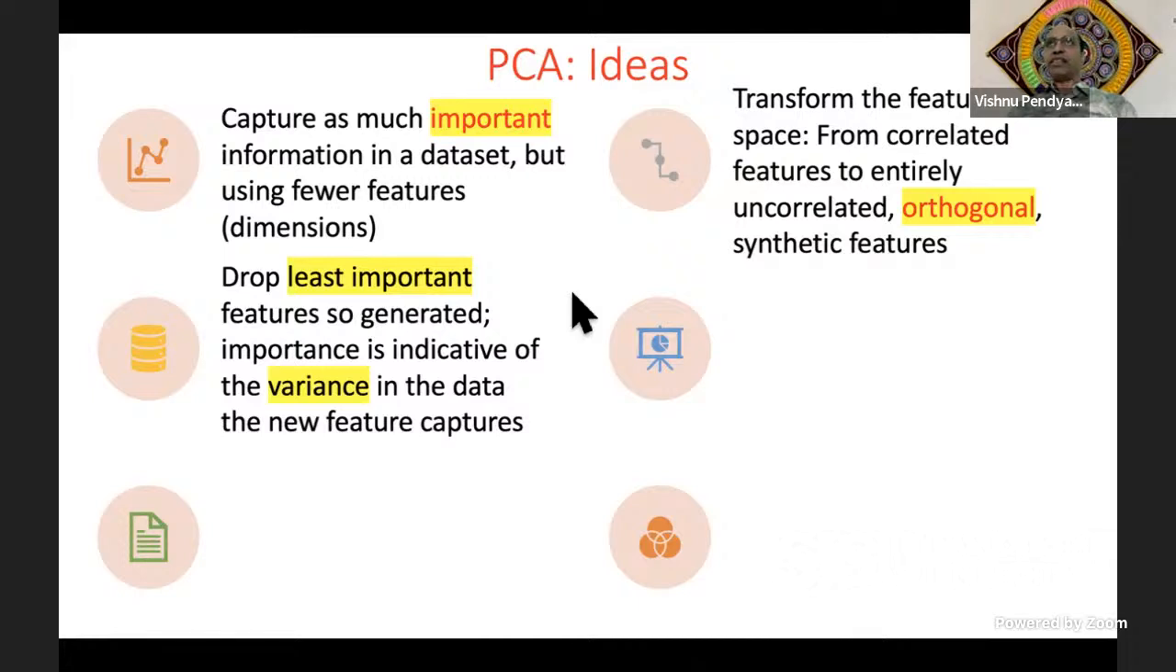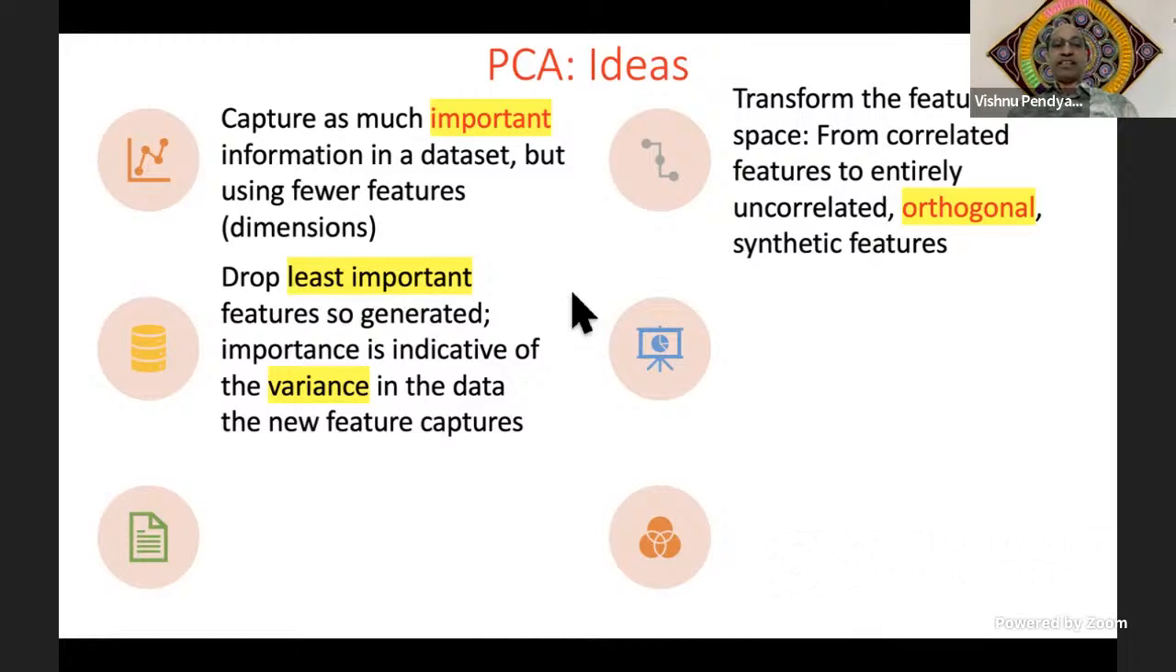In an ideal situation, the axes should be completely independent of each other. But in real life, that's not usually the case. So once we come up with this new set of columns, the transformed feature space, we can drop the least important features so generated.